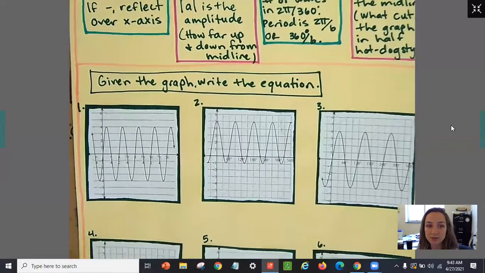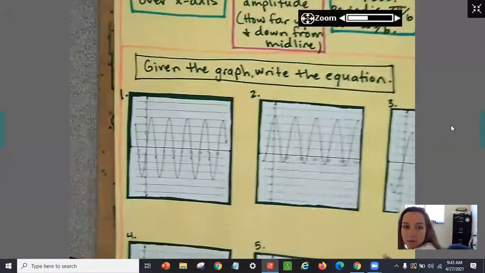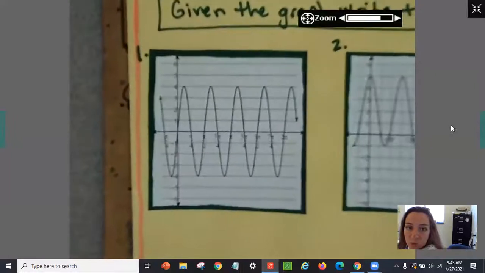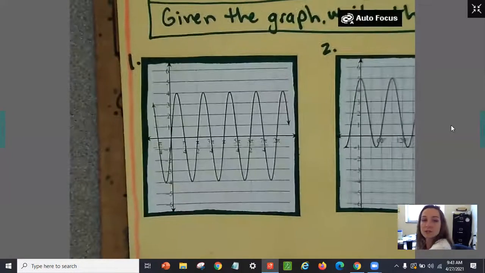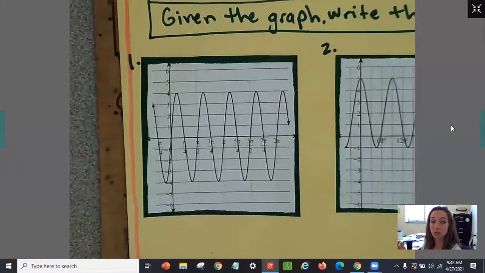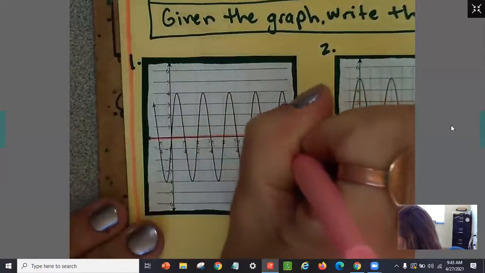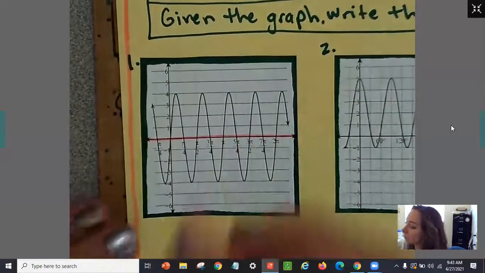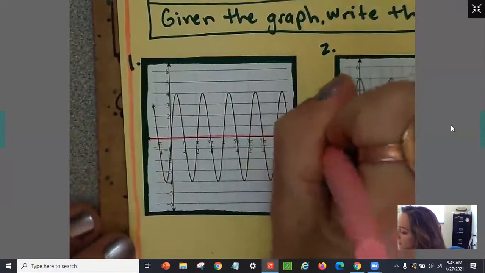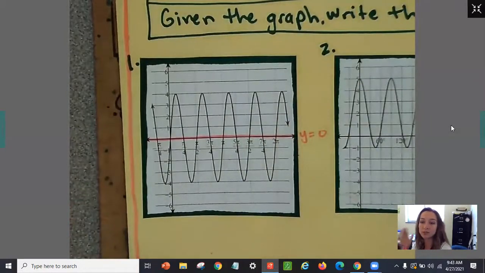All right, so let's move on down to this very first example, and what we're going to do is first figure out what the midline of this graph is. So what's going to cut this graph in half long ways? If I'm looking at this graph, I can see that it is being cut in half long ways by the x-axis. So y equals 0. This is going to be the midline, so y equals 0. That means that we're going to have plus 0 on the end, so that's our first thing there.